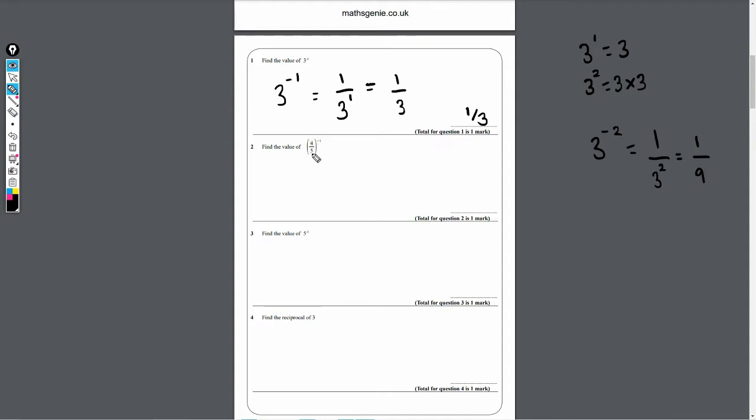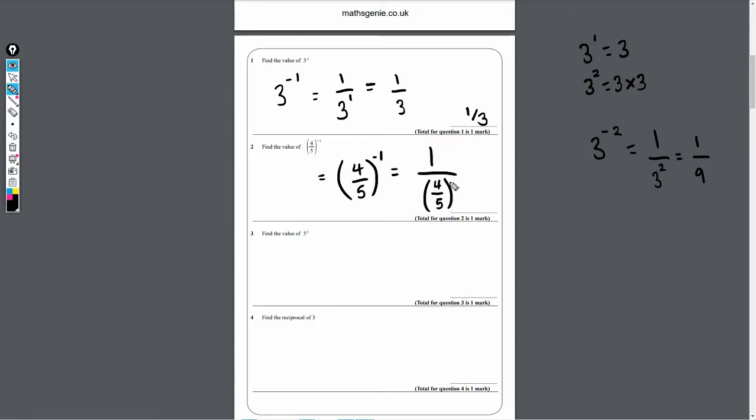The same is applicable here, and don't be put off by the fact that it's a fraction. Sometimes you'll find that these fractions are actually easier. So this is 4 over 5 to the minus 1. Now if it's to the minus 1, again, the same rule applies. This is the same as 1 over 4 over 5.